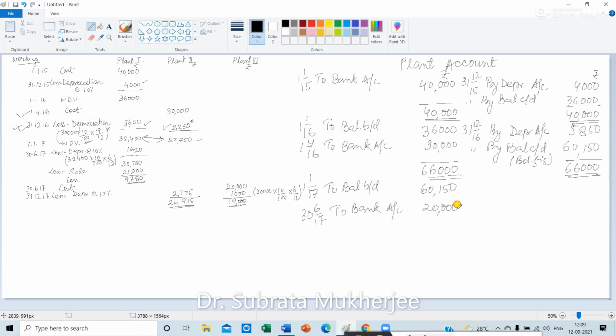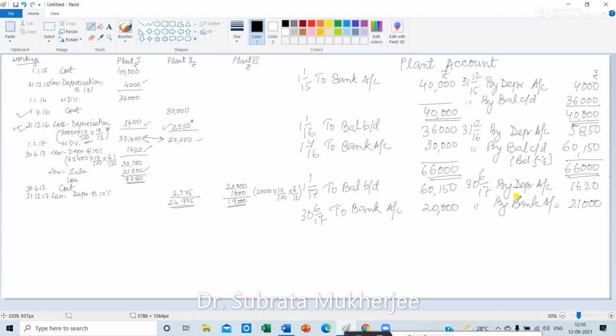So this is the cost of plant that you have purchased on 30th June 2017. Now on 30th June 2017, there was a sale of a plant. So first you need to charge the depreciation on the plant that was sold out. So by depreciation 1620. So see, I have written first the depreciation. So 32,400 was the written down value on 1st January 2017. So you have charged depreciation on the plant 1 for 1620. Now this was sold out by bank, that is 21,000. 21,000 is the sale value that you have received on sale of plant 1.